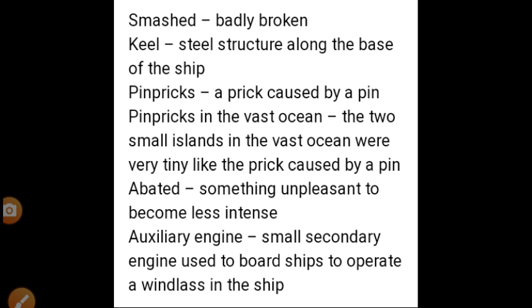Smashed means badly broken. Pin pricks, or you can say a prick, a point caused by a pin. And the phrase which has been used in this chapter, pin pricks in the vast ocean, it means the two small islands in the vast ocean were very tiny, like the prick caused by a pin. Abated means something unpleasant to become less intense. Auxiliary engine means small secondary engine used on board ships to operate a windlass in the ship.